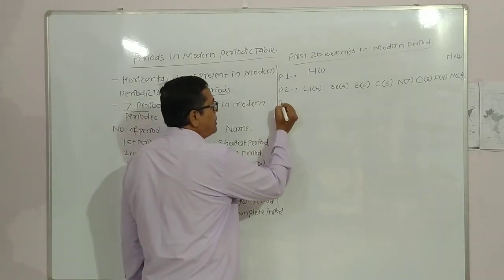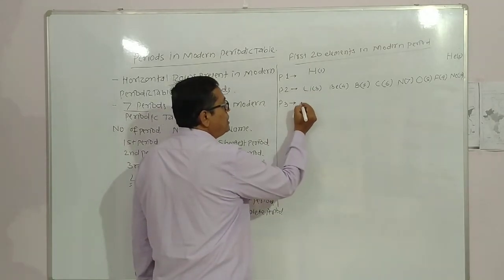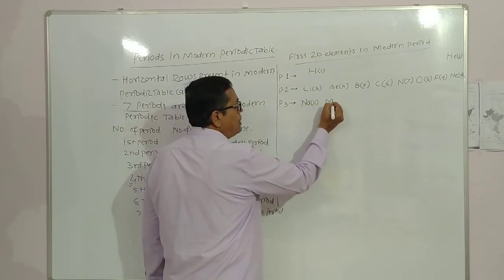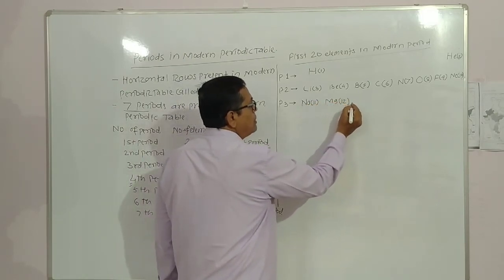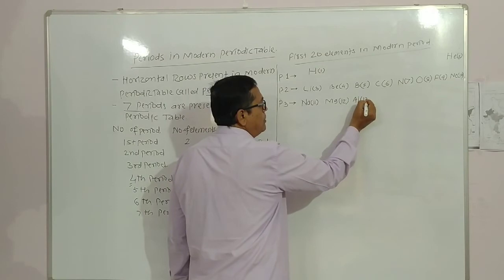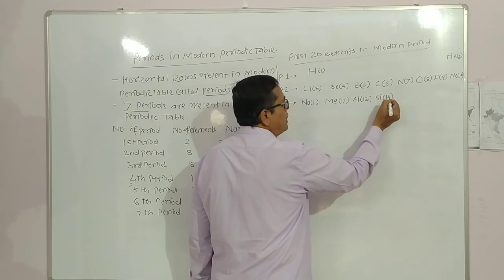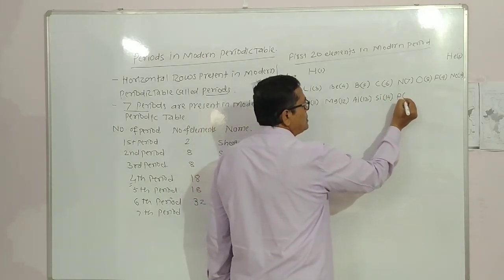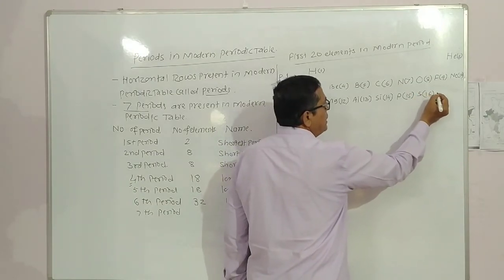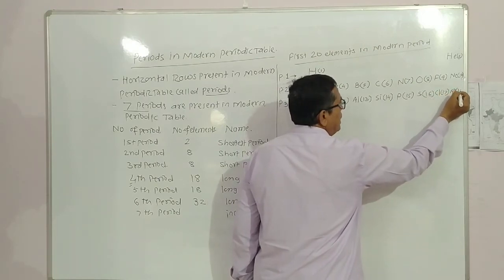Then period number 3. After neon, below lithium, there is sodium, atomic number 11, then magnesium, atomic number 12, then aluminium, atomic number 13, then silicon, atomic number 14, then phosphorus, atomic number 15, then sulfur, atomic number 16, then chlorine, atomic number 17, and argon, atomic number 18.